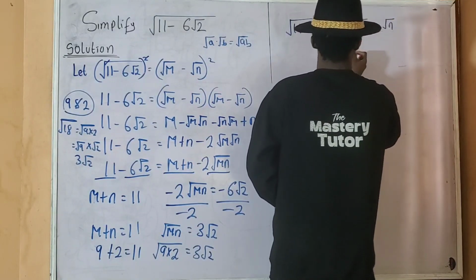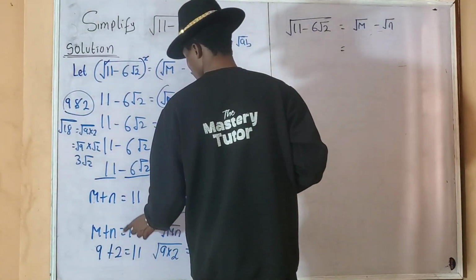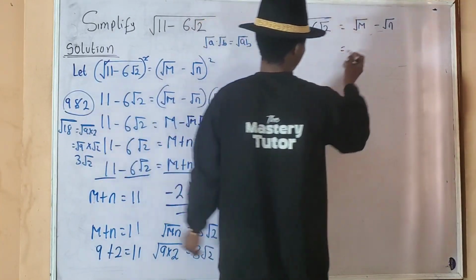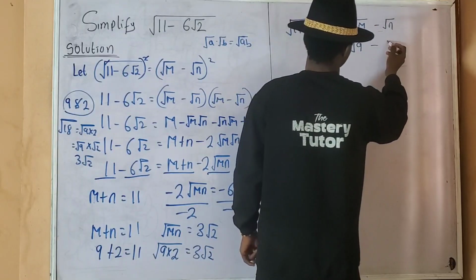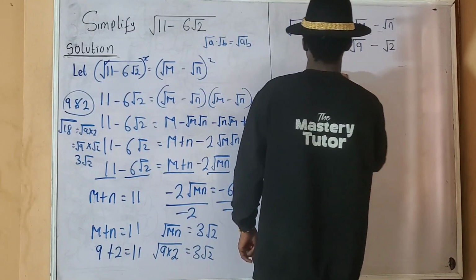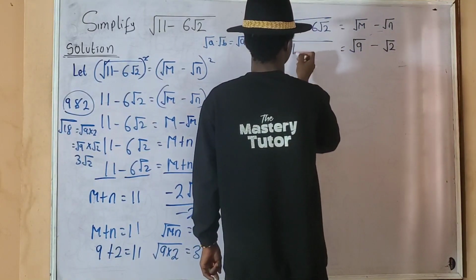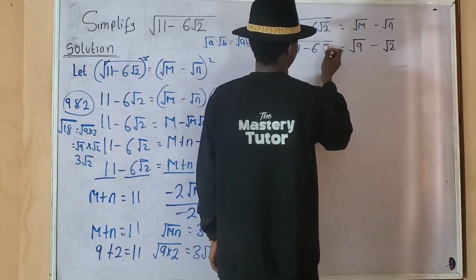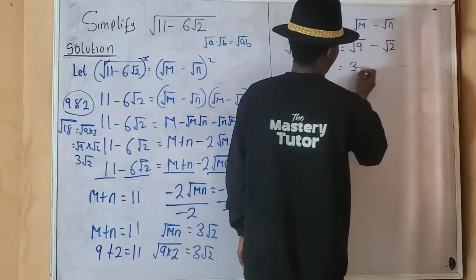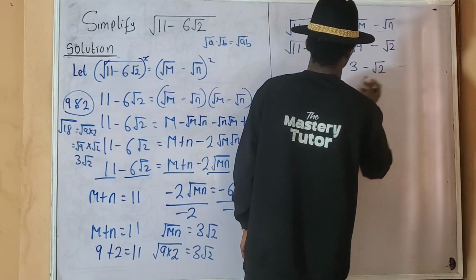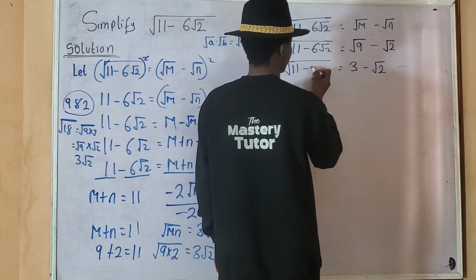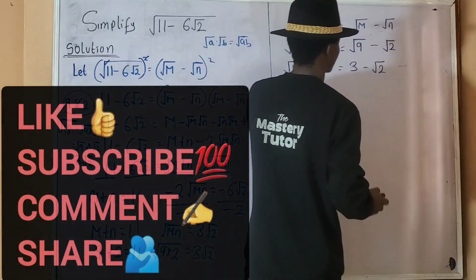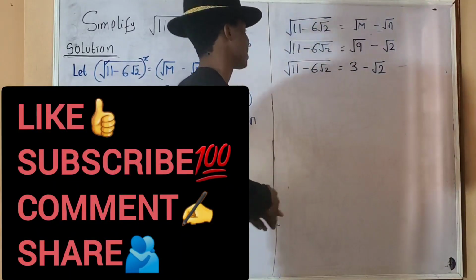Do you understand? Okay, now do not forget that m is what? m is 9, so I'm going to have square root of 9 minus, okay, n is 2, so I'm going to have minus root 2, right? So for this, root 11 minus 6 root 2 is 3 minus root 2. So that will be the solution to the question. Root 11 minus 6 root 2 is equal to 3 minus root 2, which is the final answer.